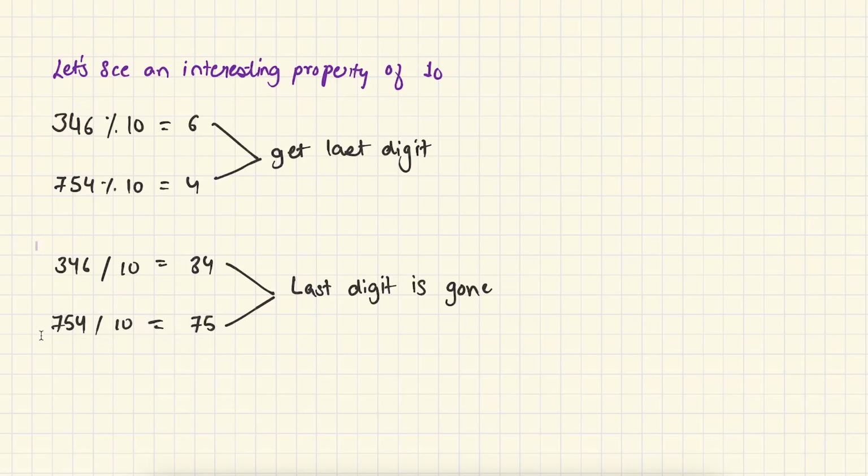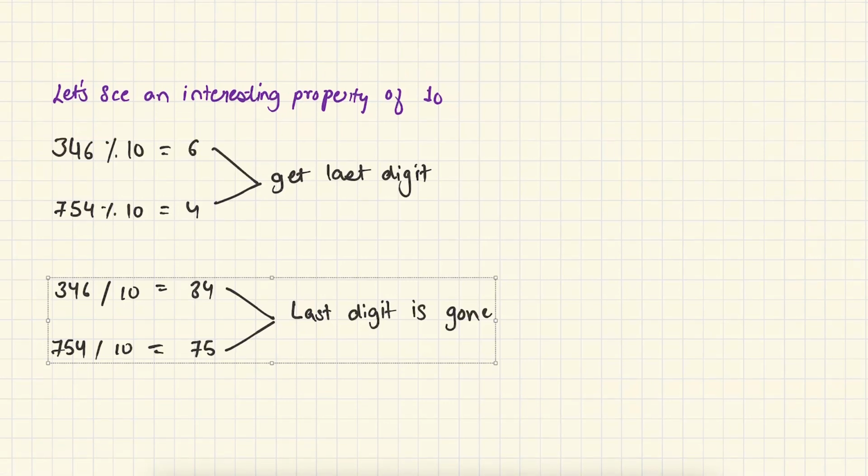So whenever we divide any number by 10, we get a number in which the number of digits is 1 less than the original number. It means the last digit will go away. So whenever we have this type of scenario where we want to remove the last digit, we use this property.